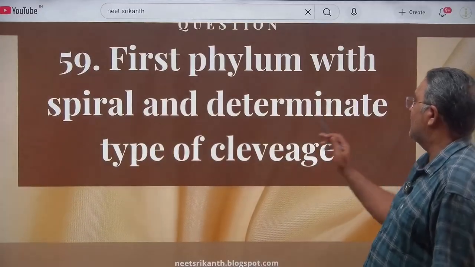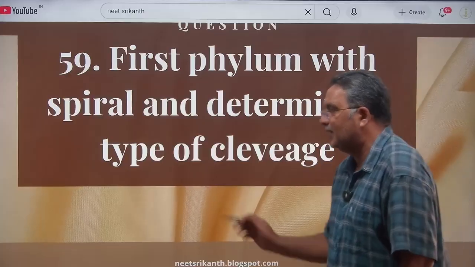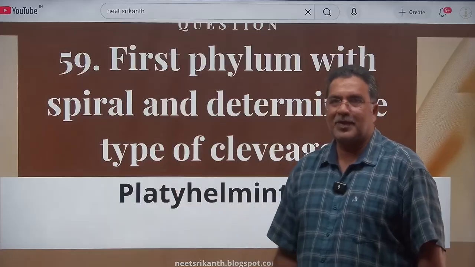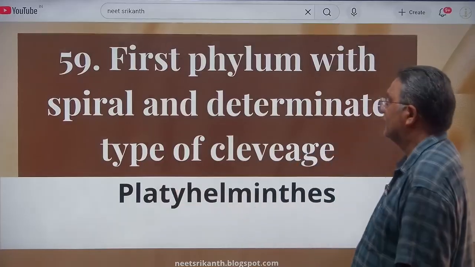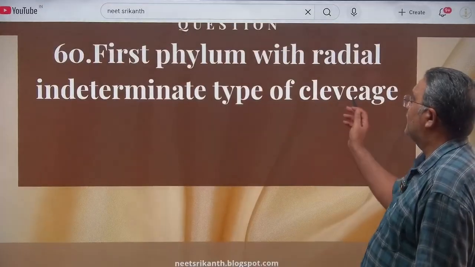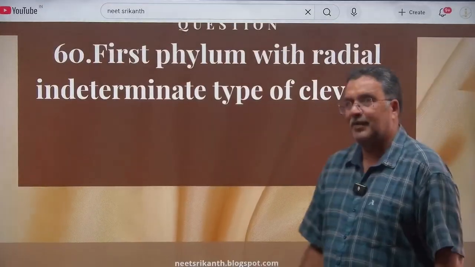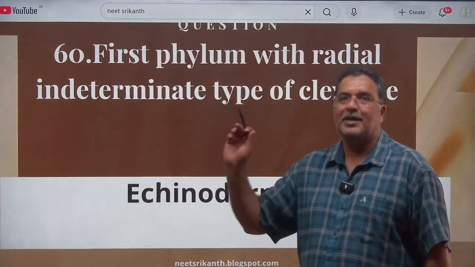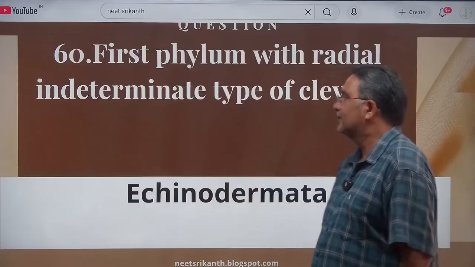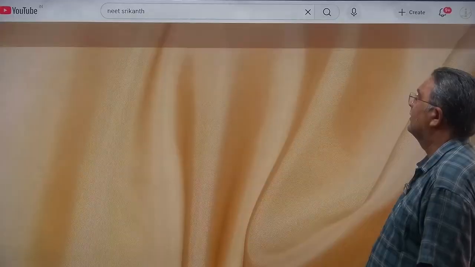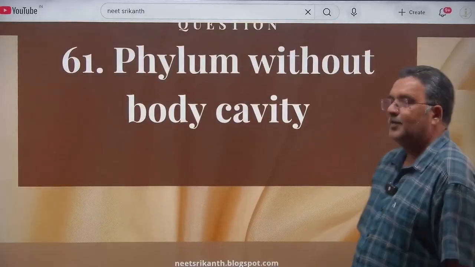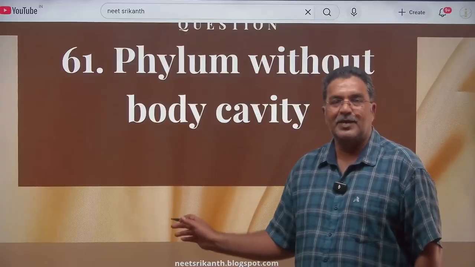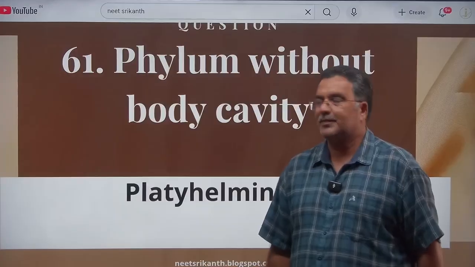First phylum with spiral and determinate type of cleavage. Where did we see this? Protostomia. So the answer will be phylum Platyhelminthes. First phylum with radial indeterminate cleavage. Where are we seeing this? In Deuterostomia. So the answer will be Echinodermata. Phylum without body cavity means we are talking about Acoelomata. Who is that? Phylum Platyhelminthes.